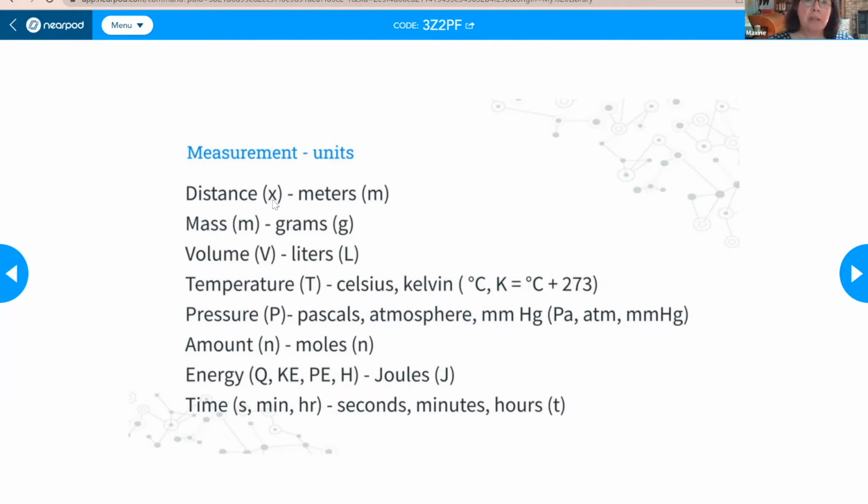The little letter in parentheses is what it usually is in a formula. And then the other thing in parentheses is what it is as far as the unit. So meters are abbreviated m, but oftentimes if it's in a formula, it has x for distance. For mass, in a formula, it has a lowercase m that represents mass.